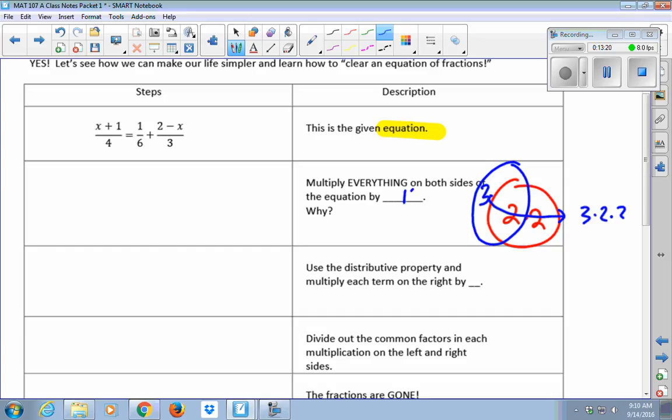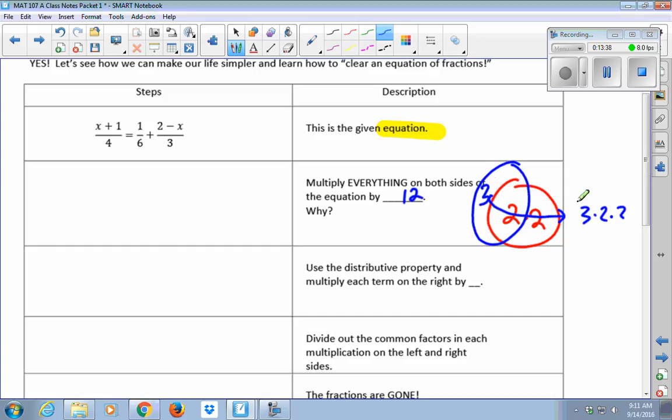So 12, we know it just by being familiar with multiplication tables. But what we do is we take each prime factor that we see, which in this case is only a 3 and a 2. 6 doesn't work because the number 4 has 2 of those factors, so it's 3 times 4.